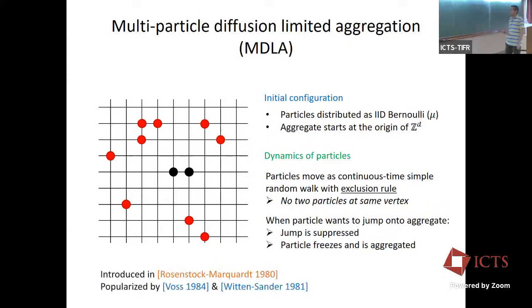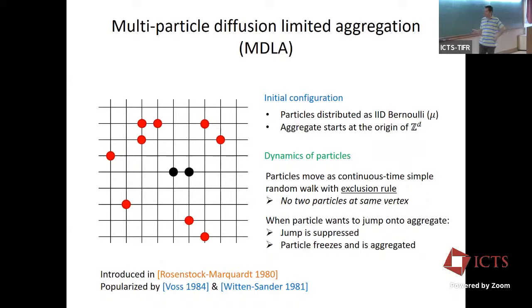This process was introduced in 1980 by Rosenstock and Marquardt in a paper where they wanted to analyze a phenomenon in photography. Then in 1981, a very famous paper in physics by Witten and Sander introduced the DLA model that most of you have probably heard about. The DLA model was introduced as a simplification of MDLA, because it was very difficult to simulate at that time a process with so many particles moving at the same time. So they decided to add particles one by one from infinity. That's the DLA version.